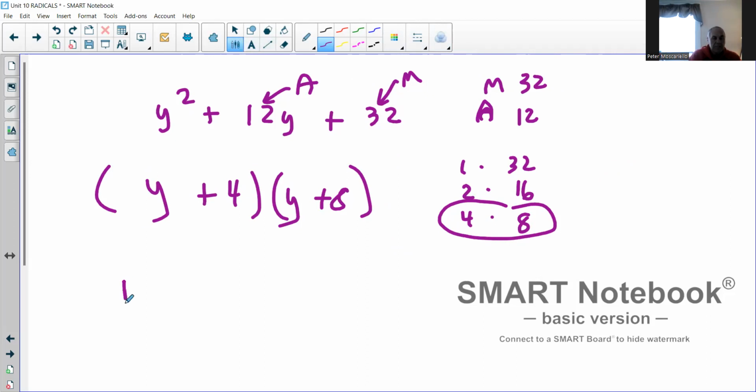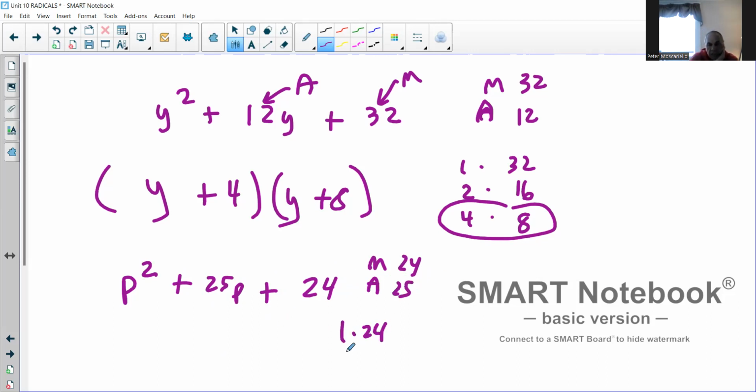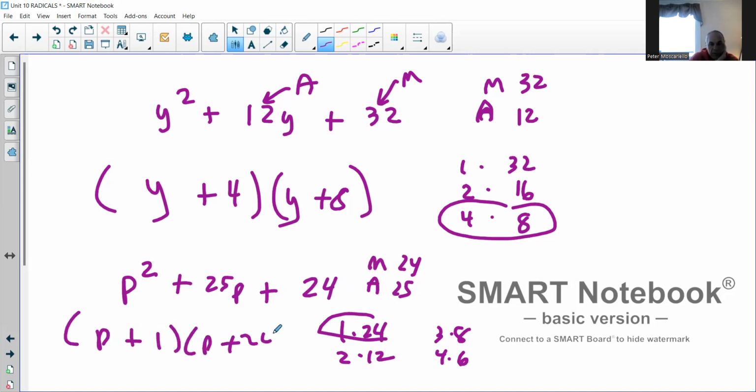Okay, how about p squared plus 25p plus 24? How about this one? Here's our multiplier. Multiply to 24, add to 25. Okay, I always start with 1. 1 times 24, 2 times 12, 3 times 8, 4 times 6. Well, that's what adds to 25. So it's p plus 1, p plus 24.